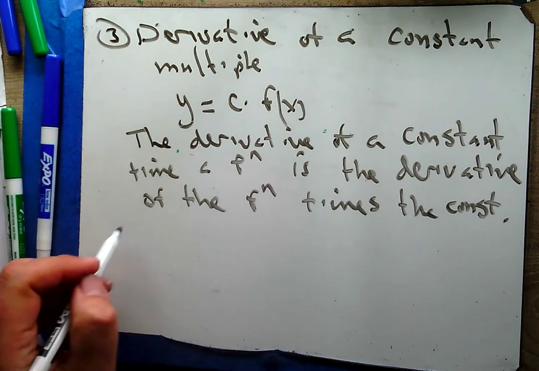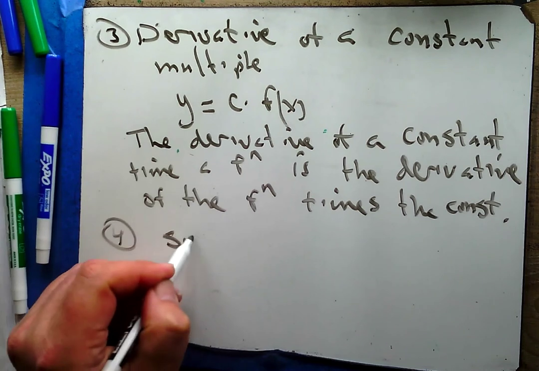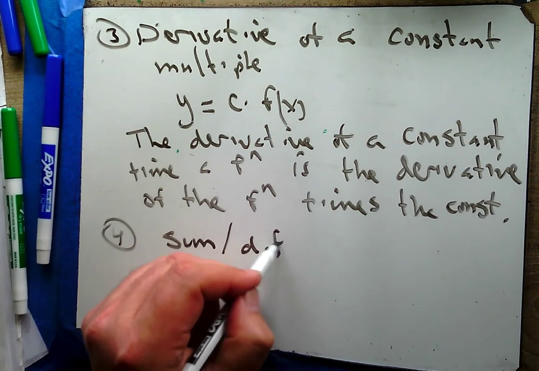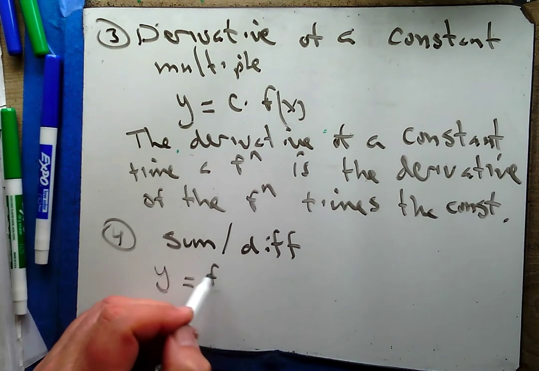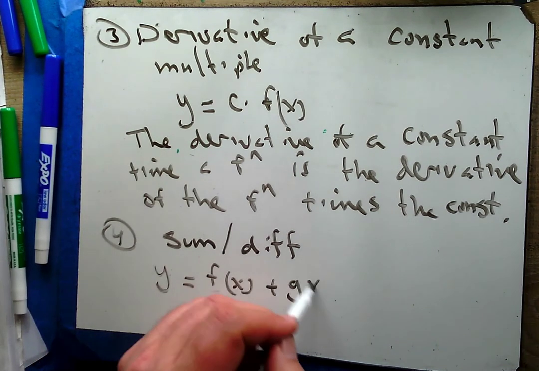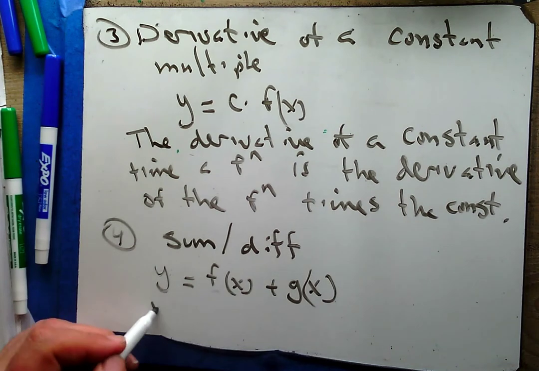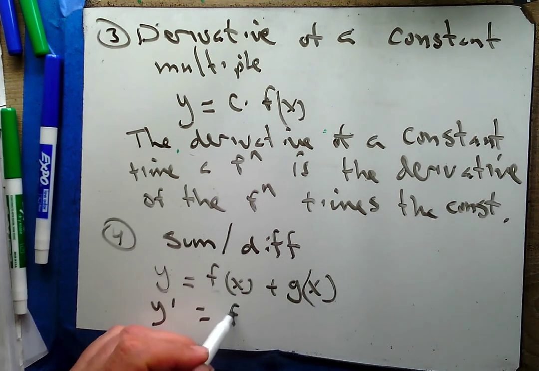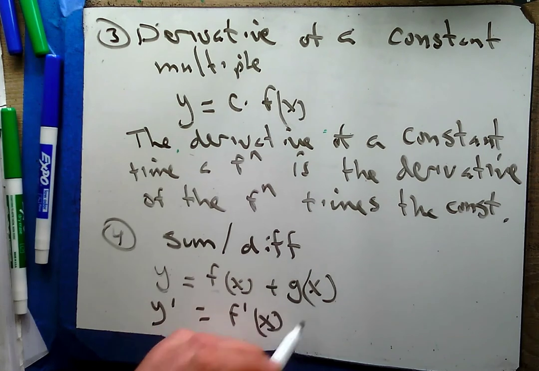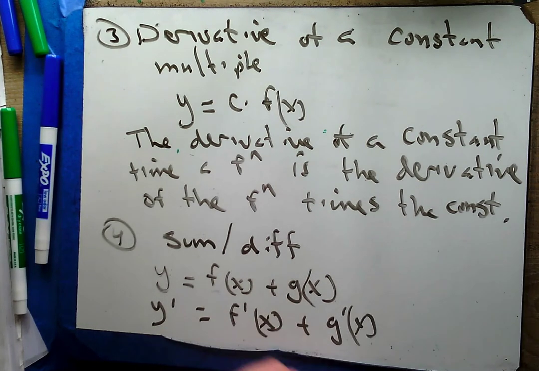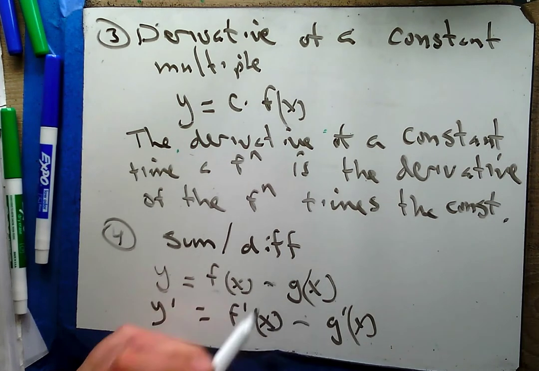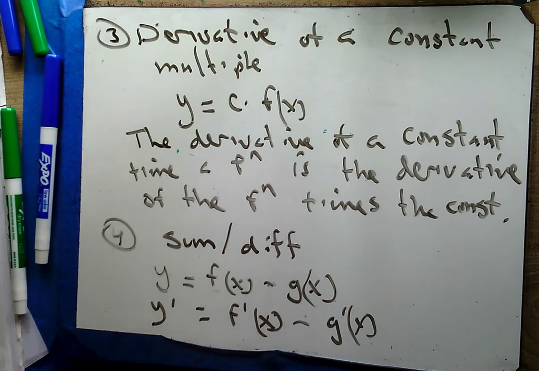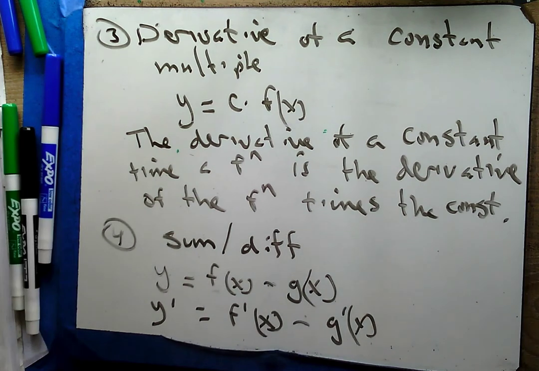Rule 4 is sum and difference. So if I have y equals f of x plus g of x, the derivative y prime will be f prime of x plus g prime of x. If this is a minus, then this will be a minus. All I have to do is take the derivative of each piece. That's it. That's all that's required here.